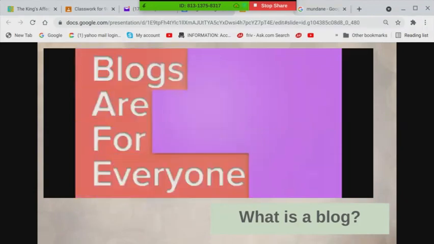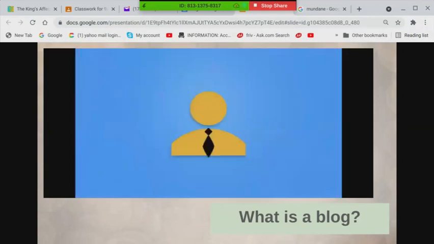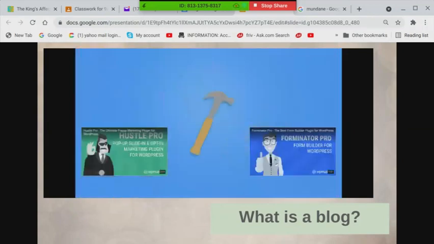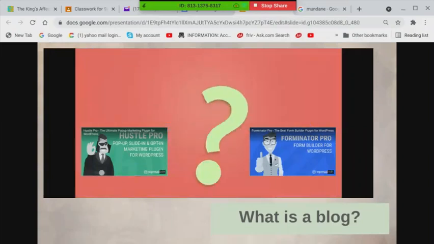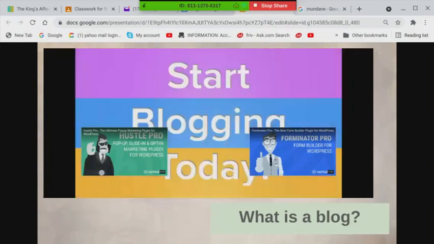Blogs are for everyone, and people of all ages share on blogs every day for school, work, and play. But no matter what you want to do, blogging is a great way to connect with other people and get your ideas out there. So what are you waiting for? Get in on the fun and start blogging today.